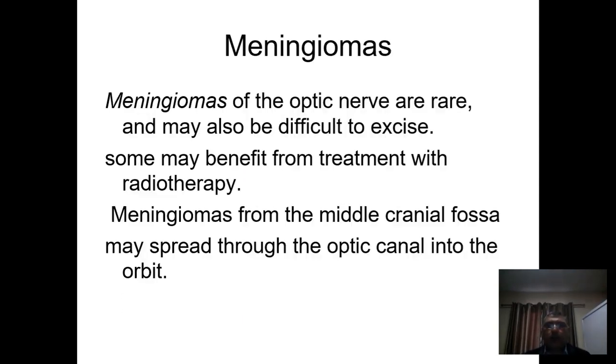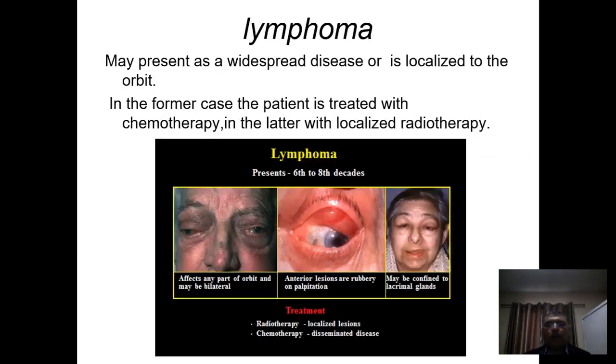Meningiomas of the optic nerve are rare and difficult to excise. Some may benefit from radiotherapy. Sometimes they may extend to the middle cranial fossa or may spread from the middle cranial fossa. Lymphomas may present as widespread disease or may be localized to the orbit. The widespread disease is treated with chemotherapy, but if it is localized to the orbit, it is treated with localized radiotherapy.